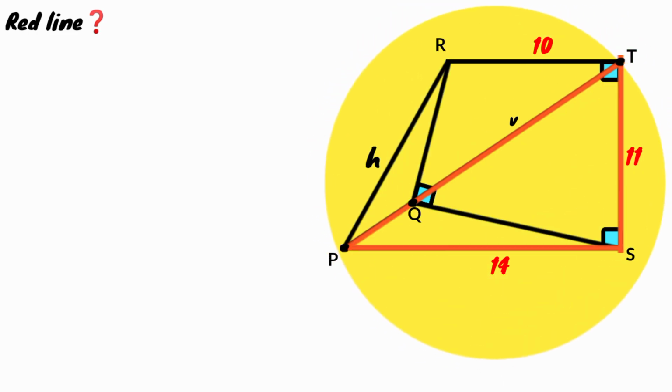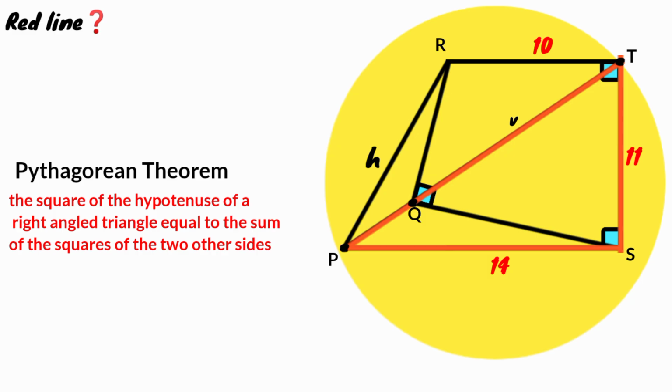Now look at this triangle. It is a right angle triangle. We have the length of two of its sides to be 11 units and 14 units. We can use the Pythagorean theorem on it. The Pythagorean theorem states that the square of the length of the hypotenuse of a right angle triangle is equal to the sum of the squares of the length of the two other sides. The hypotenuse is the side facing the right angle, so we let this segment be Z.